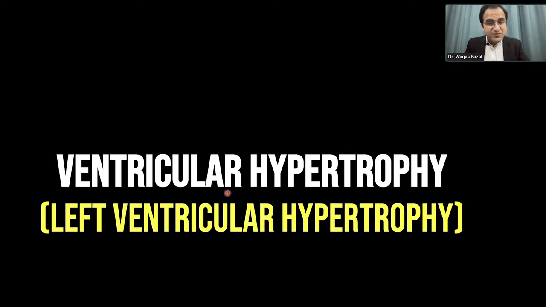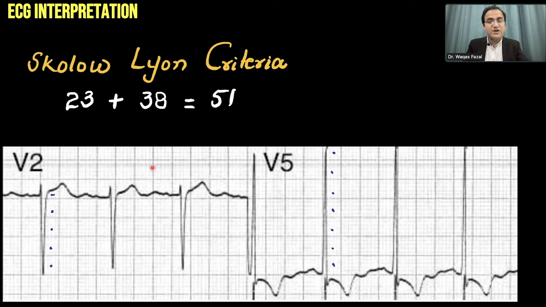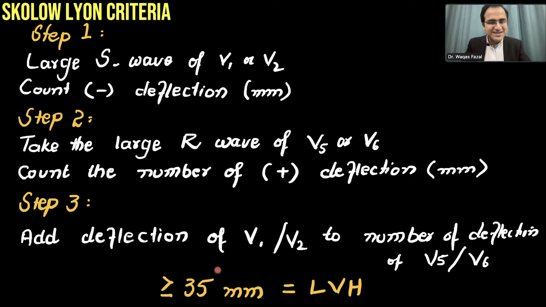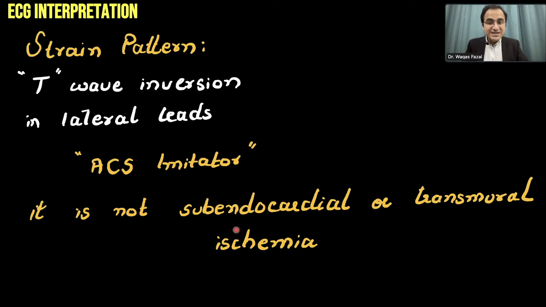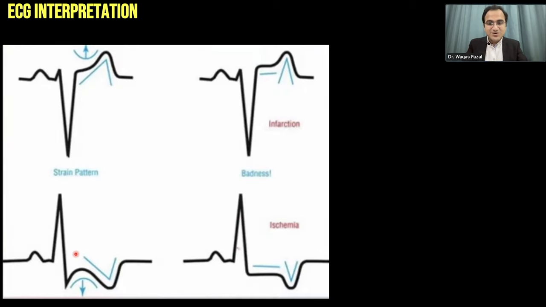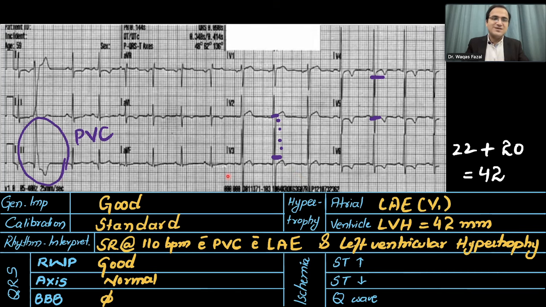We talked about left ventricular hypertrophy. We talked about the causes of left ventricular hypertrophy, the ECG findings, the Sokolow-Lyon criteria, where we calculate the size of S wave and add it to the R wave in V5, V6. If the sum is greater than or equal to 35 millimeter, that shows left ventricular hypertrophy. Then we solved some ECGs. Strain pattern, ACS imitator. This is how strain pattern appears. Comparison of strain pattern with ischemia. Then we solved the ECG by 6-step method.